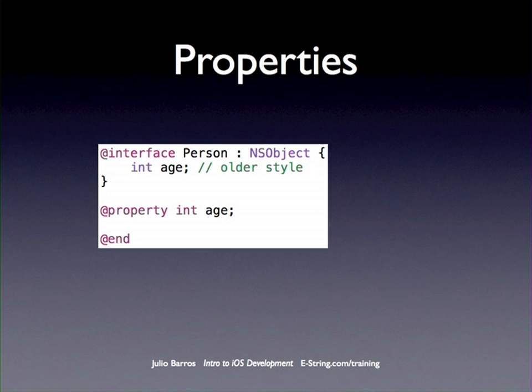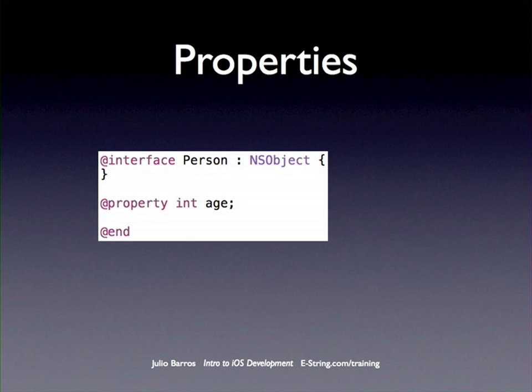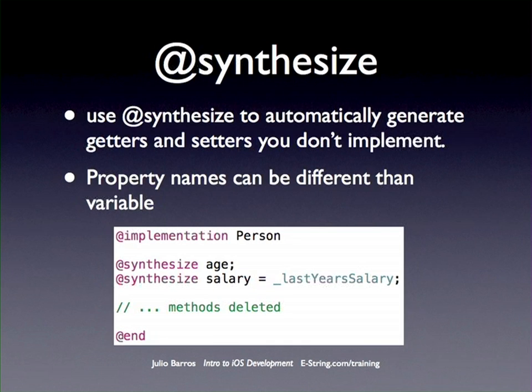In this example, we are allowing others to read and write our instance variable age. Note that this is a slightly older style of Objective-C. Nowadays, you don't need to specify the instance variable if you specify the @property keyword. You do have to use the @synthesize keyword in your implementation file. This tells the system to go ahead and create the method to retrieve and set the age value. It's not common, but you can also tell the system to create the accessors using one name and use a variable with a different name.